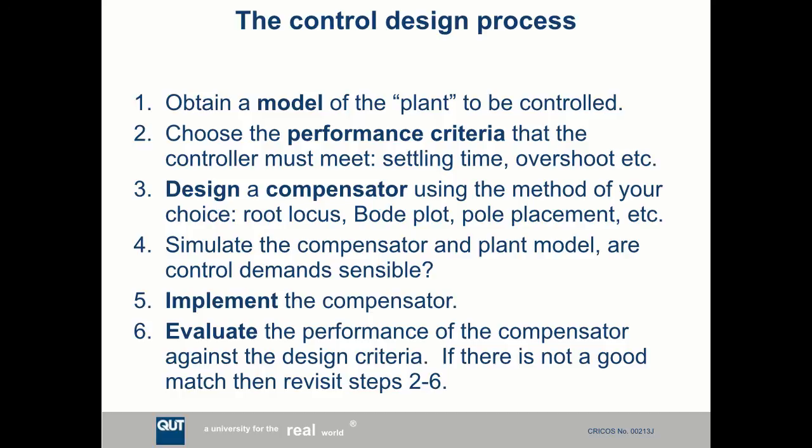The first thing is to obtain a model of the plant. And there's lots of ways of obtaining models. We haven't really talked about that. It's mostly assuming that you can figure it out from looking at things like data sheets of motors and things like that. But the first thing is to start off with a model of your plant.